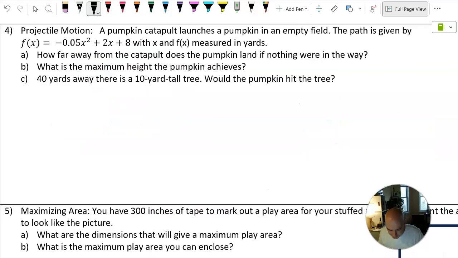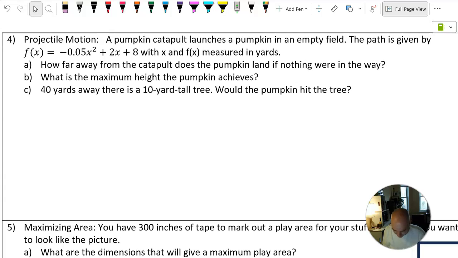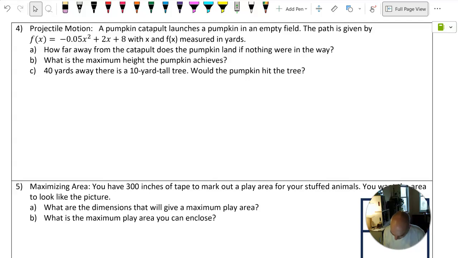So in addition to all these problems from Mathland, we can use quadratic equations and what we now know about them to solve problems from real life, or at least problems that feel like they could sort of exist in real life. So on the back here, we have a projectile motion problem. It's fall right now, at least out here, so we are imagining that there's a pumpkin catapult that launches a pumpkin into an empty field. The path of that pumpkin is given by the following quadratic equation.